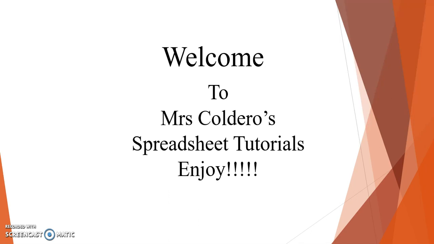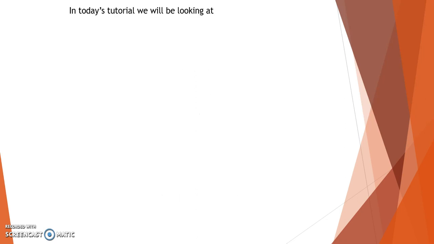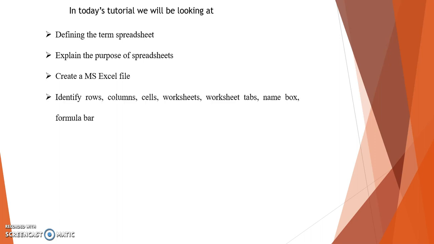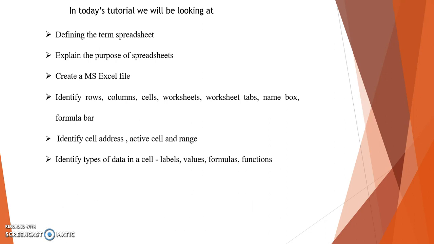We are going to look today at spreadsheets and introduce the entire concept of what a spreadsheet actually is. We will be looking at defining the term, explaining the purpose of spreadsheets. We want to create a Microsoft Excel file, identify rows, columns, cells, worksheets, worksheet tabs, name box, formula bar. We want to identify cell address, what is an active cell, range, identify types of data that you could enter in cells, labels, values, formulas, functions. We want to name a worksheet and then we want to save an Excel file.